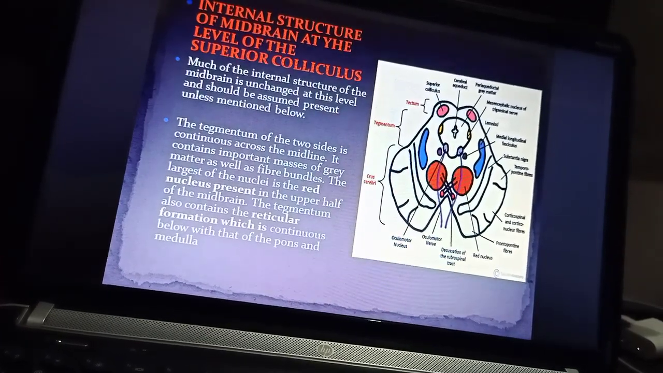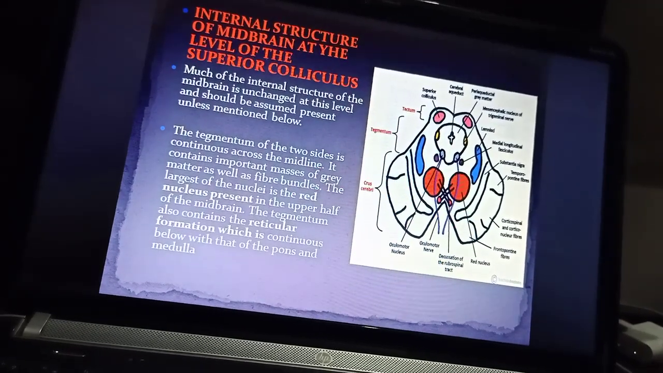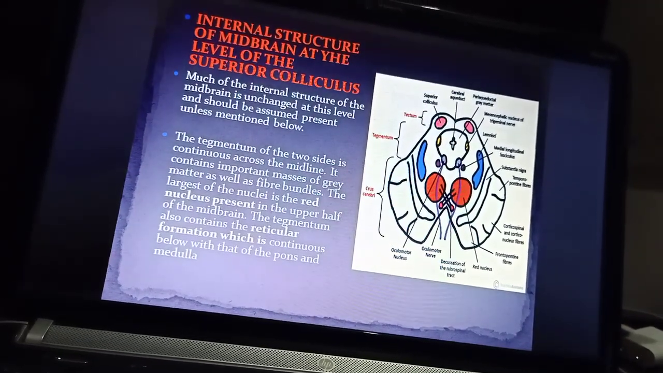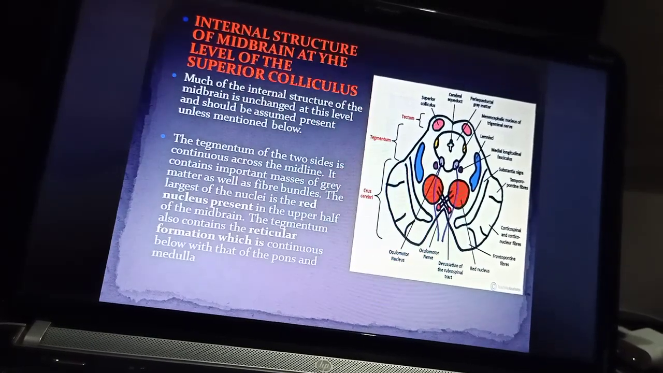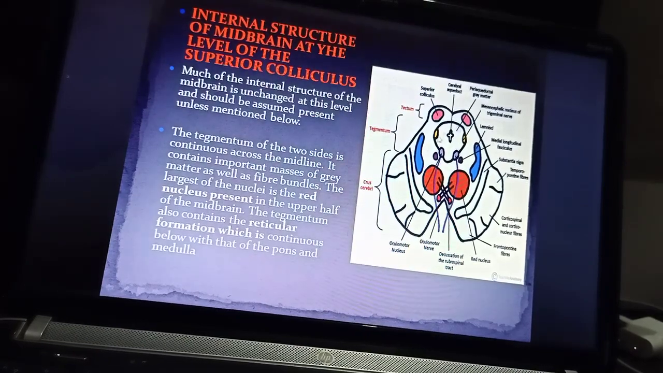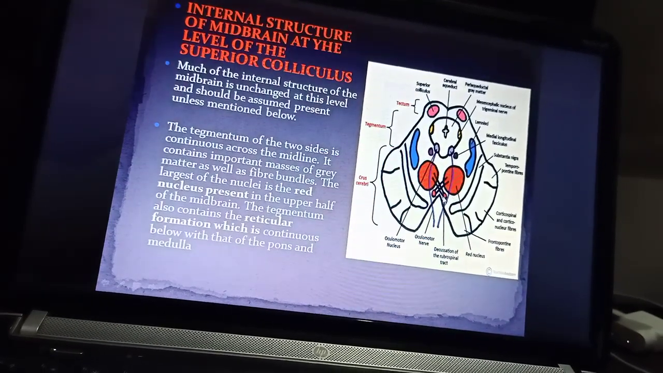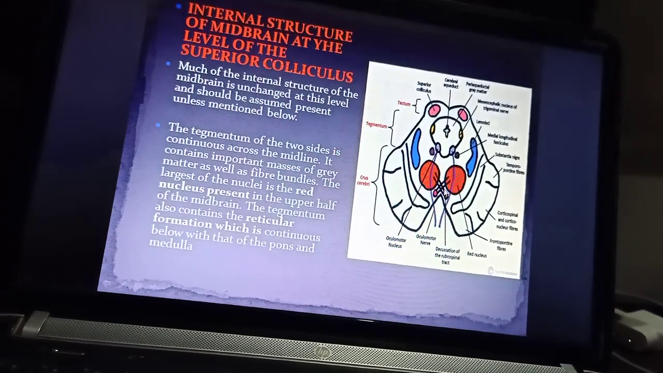The largest of the nuclei is the red nucleus, present in the upper half of the midbrain. The tegmentum also contains the reticular formation, which is continuous below with that of the pons and the medulla. See in this diagram, here is the red nucleus. Here is the crossing of fibers which arises from the cerebellum.